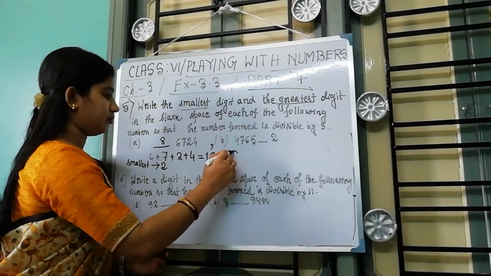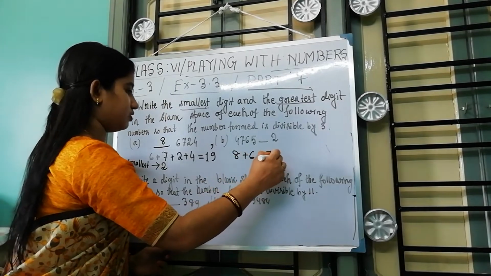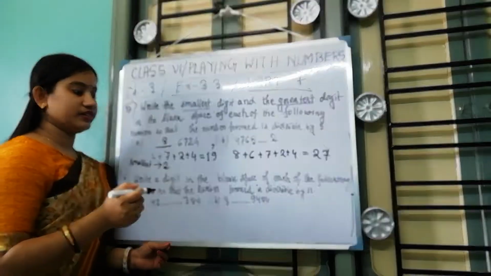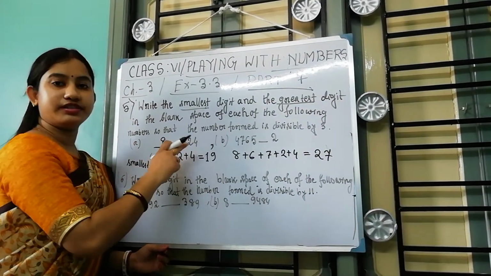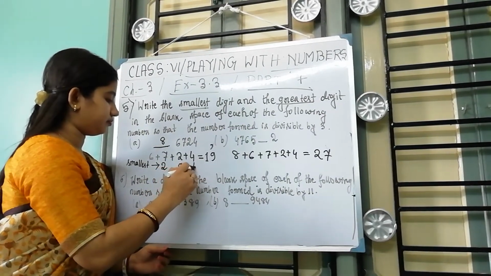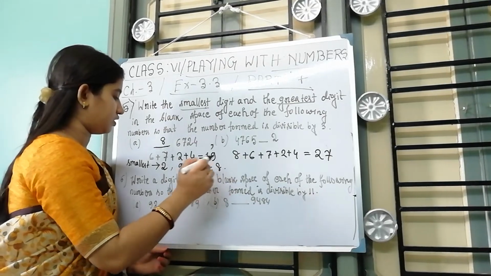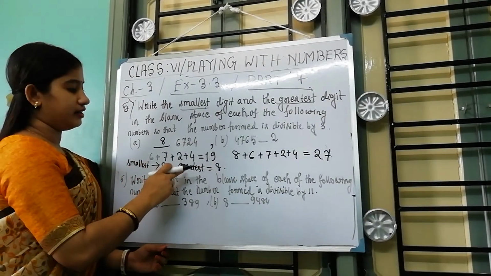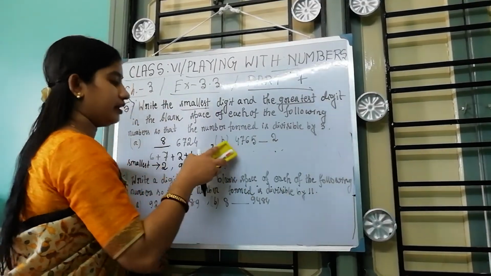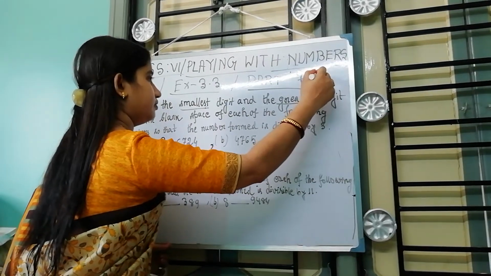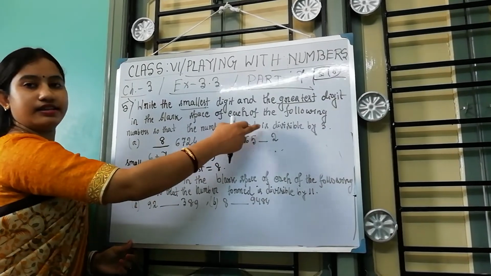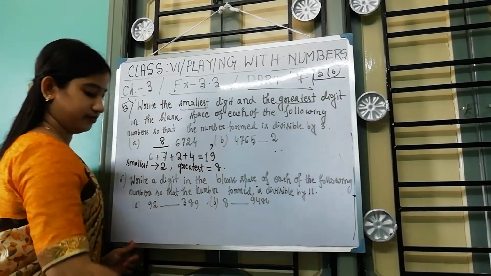Then we get 8 plus 6 plus 7 plus 2 plus 4, which equals 27, and which is divisible by 3. So the whole number is divisible by 3. So this is the greatest digit. The smallest digit is 2 and the greatest is 8. Try number 5B yourself. This is the same as 5A. Find the greatest and smallest digit in this place.